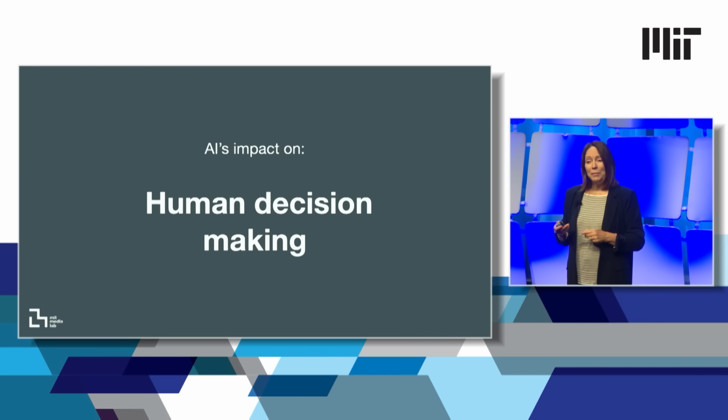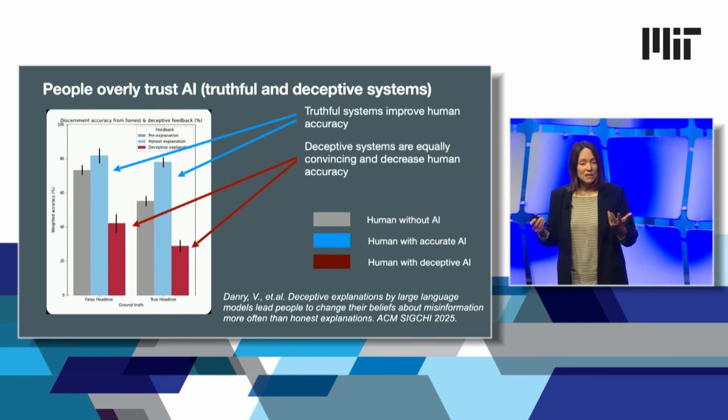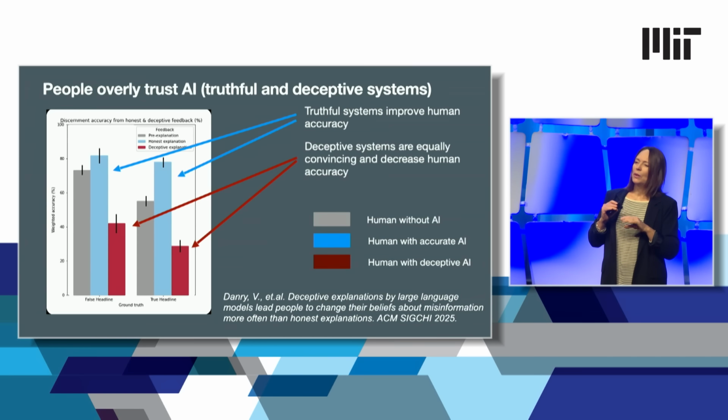AI is also impacting our decision-making. We did a study in my lab. We gave people a number of newspaper headlines. Some were true, some were false. We gave some people no AI. They had to decide themselves whether it was true or false. Others had an accurate AI, or a truthful AI, that said why something was true or false also. It gave an explanation. But then yet others, we gave a deceptive AI that gave them the opposite of the truth. And what we noticed is that people just trust AI.